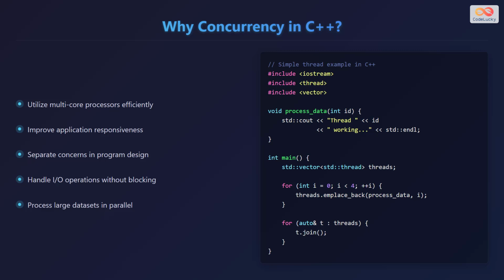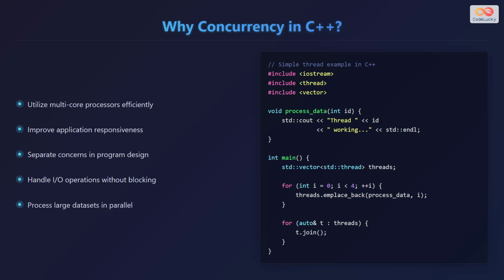Second, concurrency improves application responsiveness. By offloading long-running tasks to separate threads, we prevent the main thread from being blocked, ensuring a smooth user experience. Third, it helps separate concerns in program design, making code more modular and easier to maintain. Fourth, concurrency enables handling input-output operations without blocking, allowing the application to remain active while waiting for external resources. Finally, it facilitates processing large datasets in parallel, drastically reducing processing time.